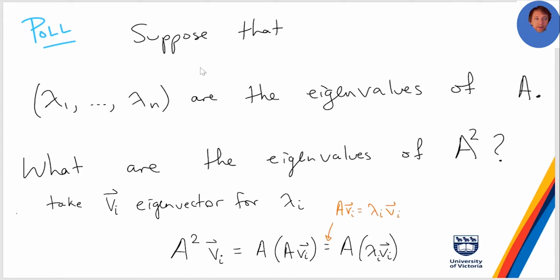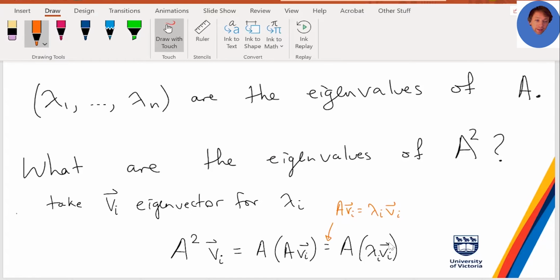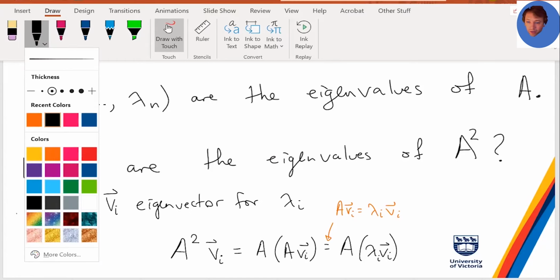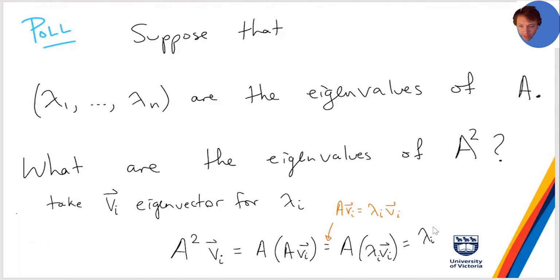That's all I'm using there. And then I just kind of do it again, and this scalar just sits there, right? And it gets squared. So this is just lambda_i squared v_i, which tells me that if lambda_i is an eigenvalue for A, then lambda_i squared is an eigenvalue for A squared.